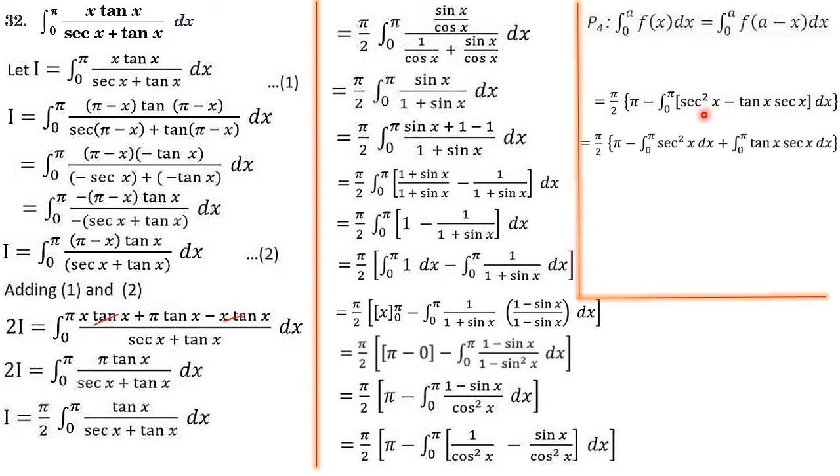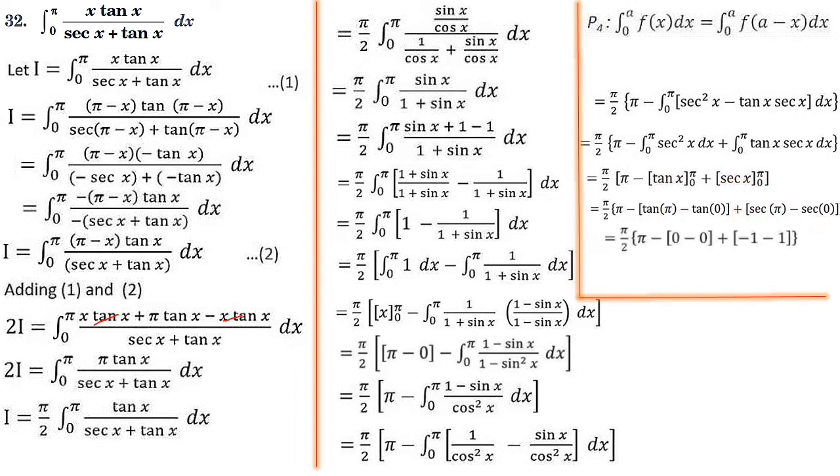Now these two are standard forms. Pi by 2 into pi minus integral 0 to pi sec square x dx plus integral 0 to pi tan x into sec x dx. Just taking the integration symbol inside. Pi by 2 into pi minus, sec square x dx integration is tan x. Apply the limit. Then tan x sec x integration is sec x. Apply the limit. Pi by 2 into pi minus, here applying the limit means tan pi minus tan 0, and here sec pi minus sec 0.